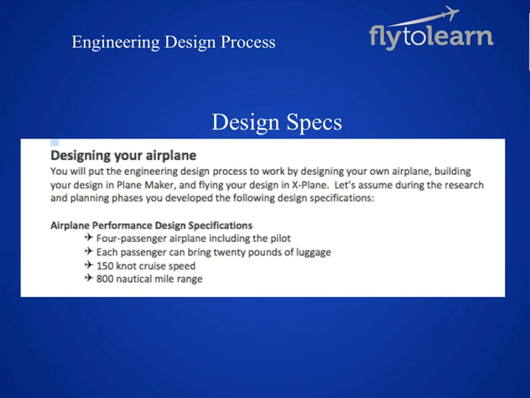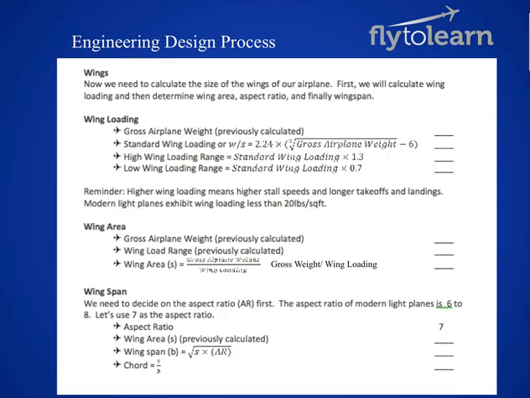So after that, we actually have the kids design your airplane. They're going to build it in Plane Maker, and fly it in Plane. But it's got to meet these requirements. 4-passenger airplane, each passenger can bring 20 pounds of luggage, 150 knot cruise speed, 800 nautical miles range. Okay? And what they start playing with is, and in fact, let me go ahead and go to this.